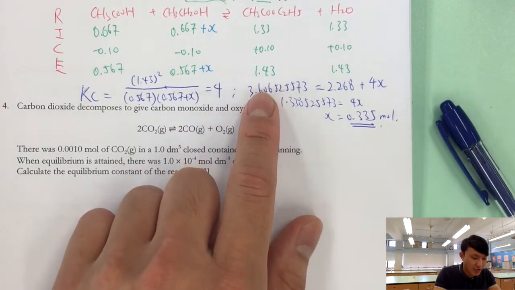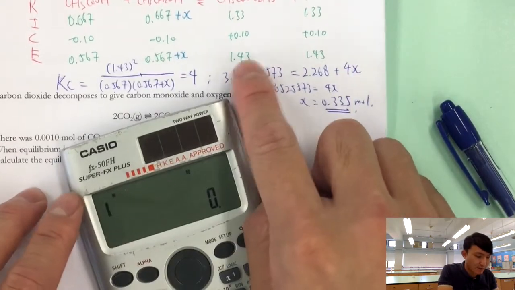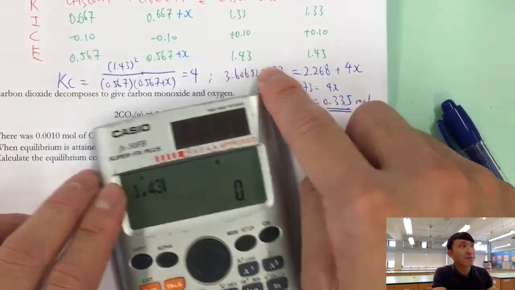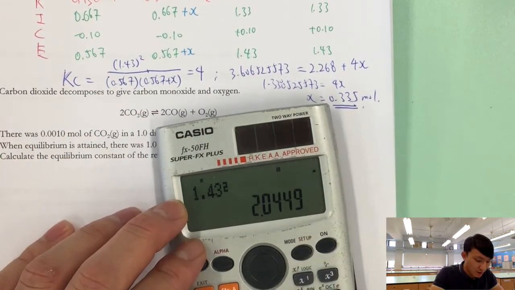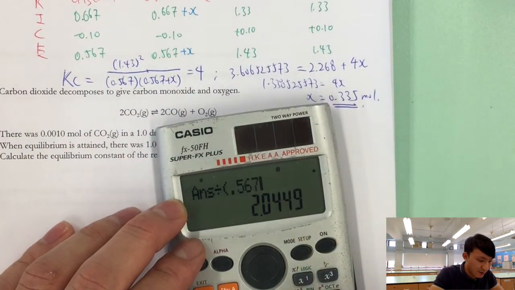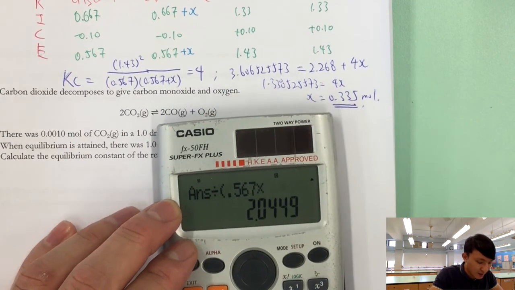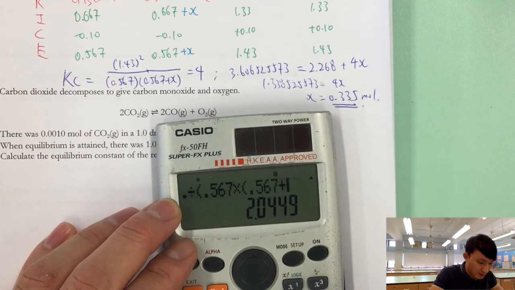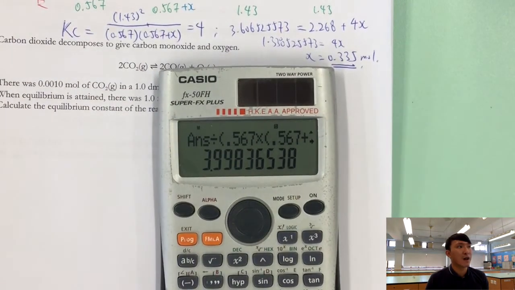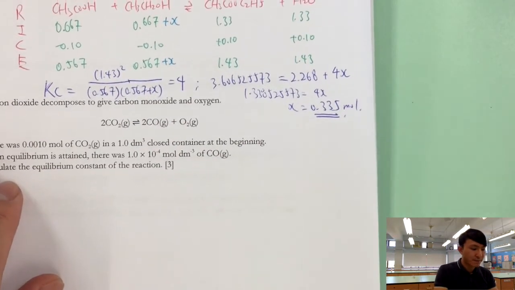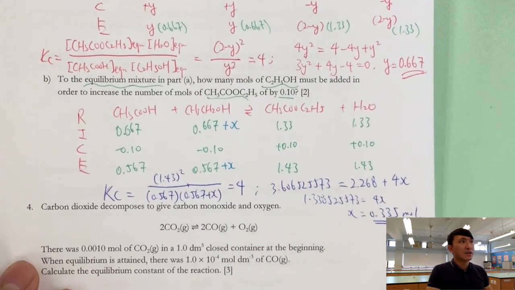You can always double check. You can have 1.43 squared. Okay, we just want to substitute all these numbers into the Kc expression again to see if we get 4. We can have this one divided by, down here, 0.567 multiplied by (0.567 plus 0.335). Yeah, we got a number very, very close to 4. So that must be correct. Okay? So, that's it for this video.